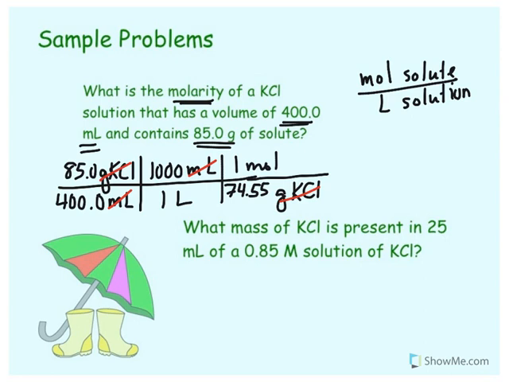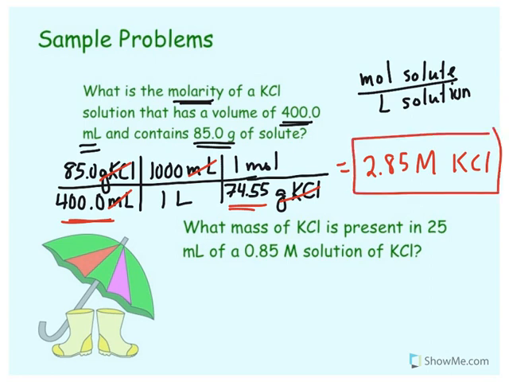So now I can multiply across and divide by the bottom. Remember, you're dividing by 400 and you're dividing by 74.55. So be careful when you're entering that into your calculator. Our molarity ends up being 2.85 molar KCl. Now you could write out moles per liter. Same thing. And that's how we do those types of problems. We'll be doing lots more in class, but this is just a quick introduction to it. Alright, so that's one type of problem.